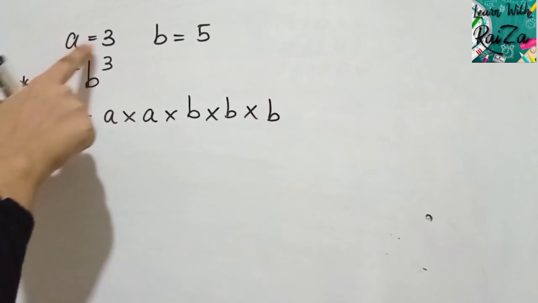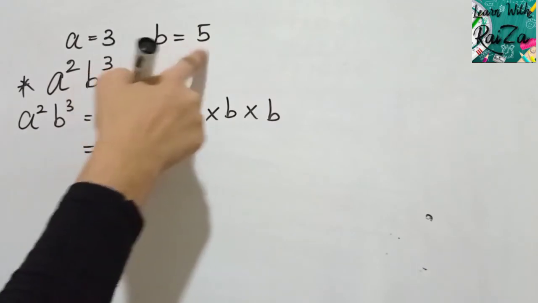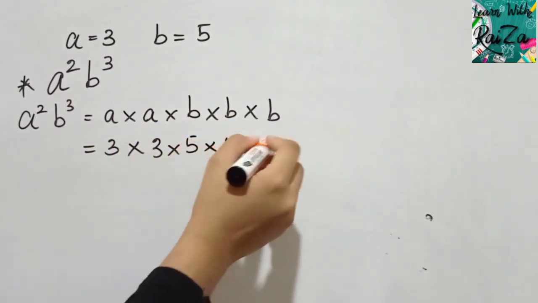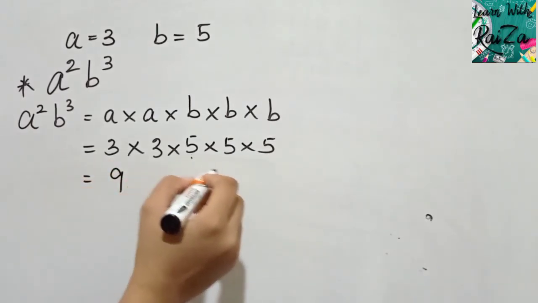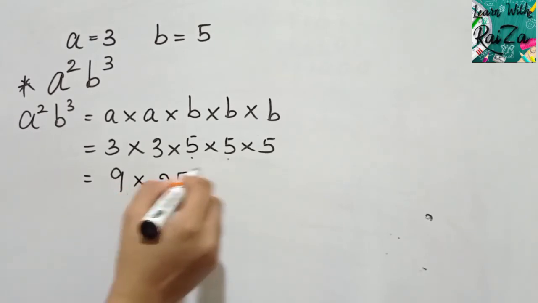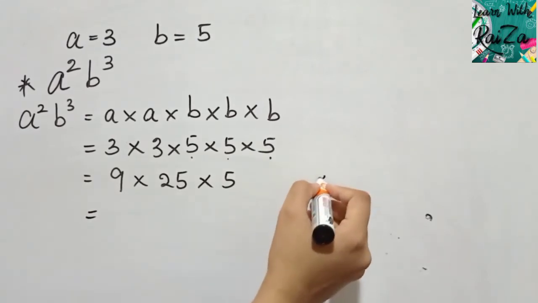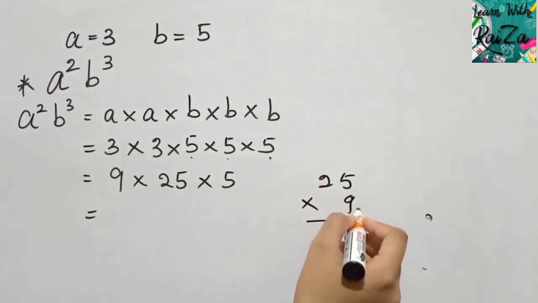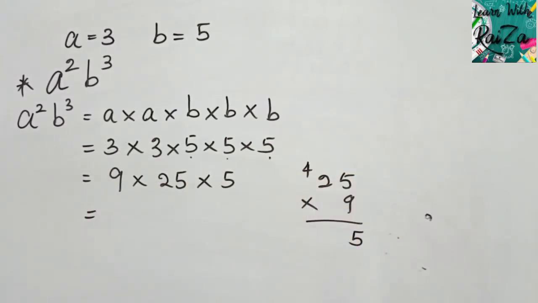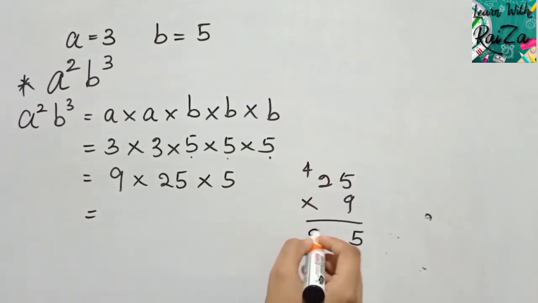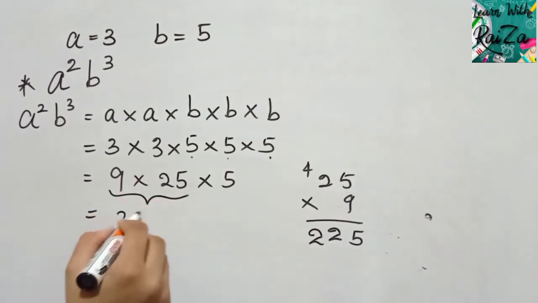Instead of a, I am writing the number 3. Again 3. But here b means 5: 5, 5, 5. 3 times 3, 9. 5 times 5, 25. And another 5. Now multiply. 9 times 25 will be multiplied here. 9 times 5, 45. 5 here, 4 carried. 9 times 2, 18. 18 plus 4, 22. Now we multiply this value, and we get 225.